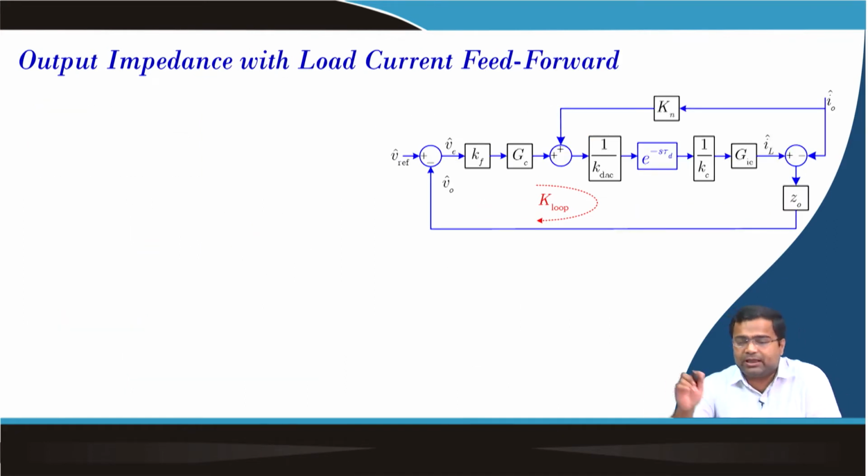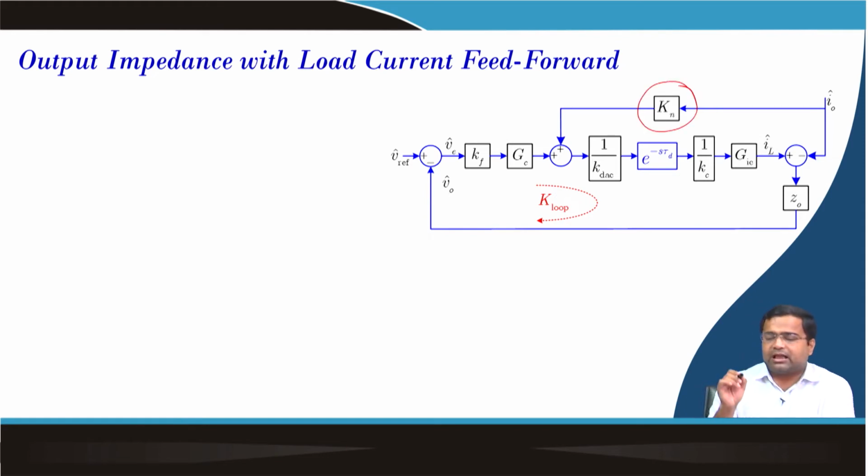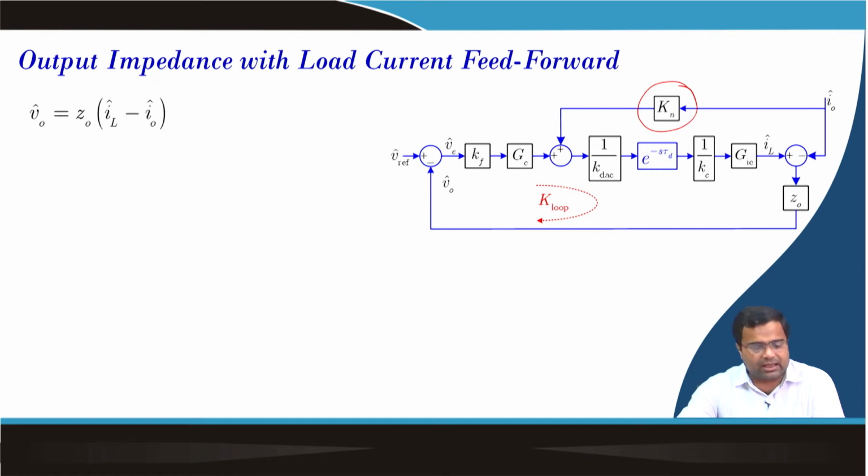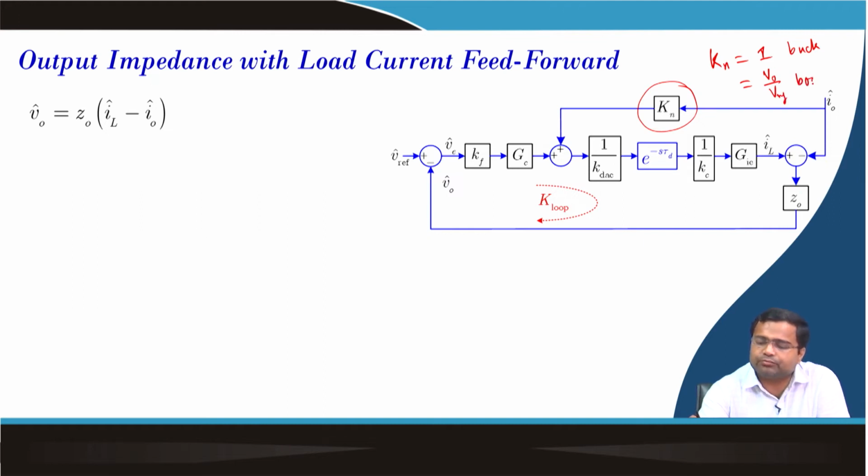Now, if we incorporate load current feed forward, this is the load current feed forward, and this is a normalized gain. This gain is equal to 1 for a buck converter. For a boost converter it will be V0 by V ref, for normalization, because we want to normalize this with respect to the inductor current.